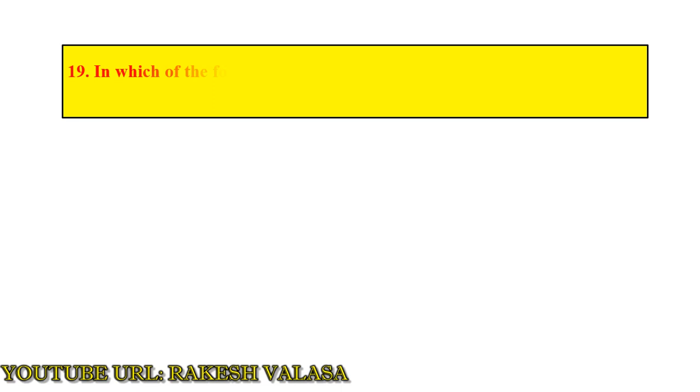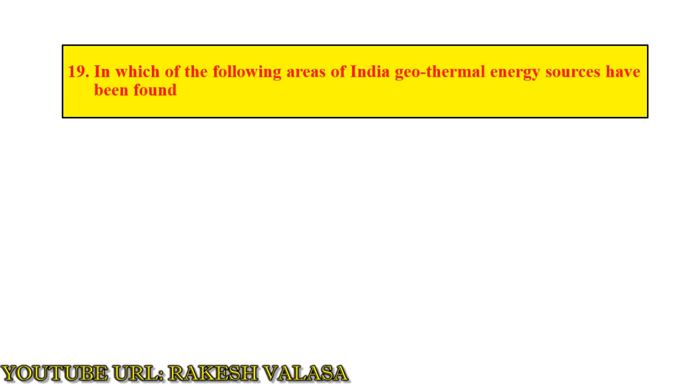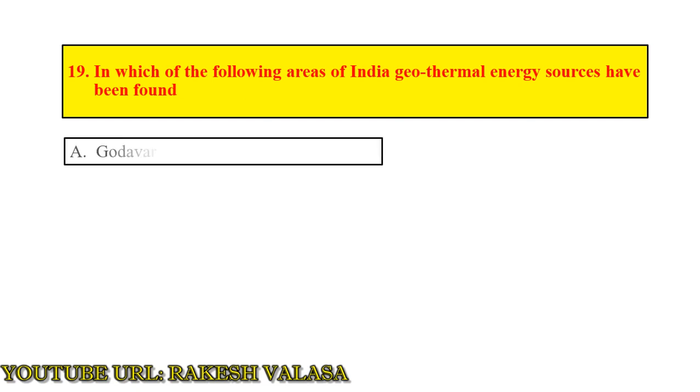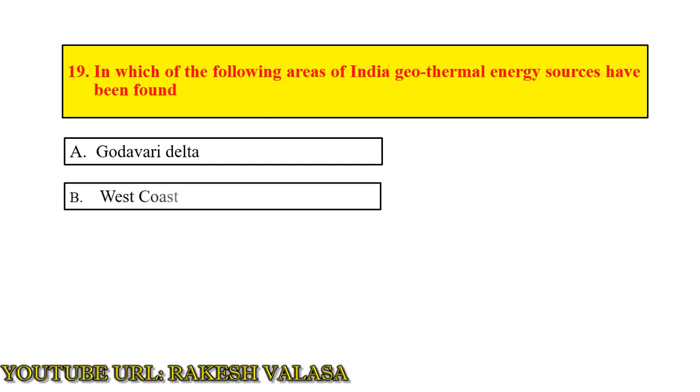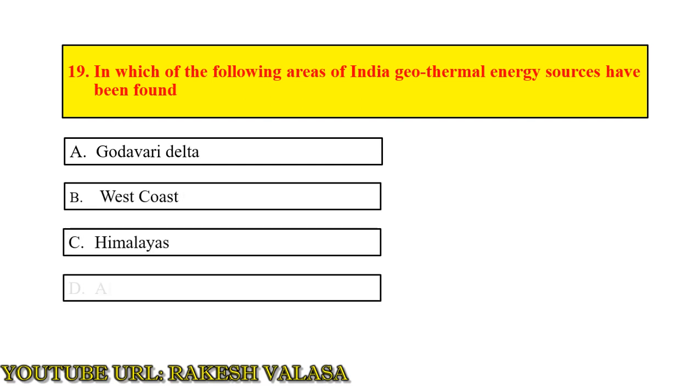Question number 19. In which of the following areas of India, geothermal energy sources have been found? Answer: All the above. That means Godavari Delta, West Coast, Himalayas.